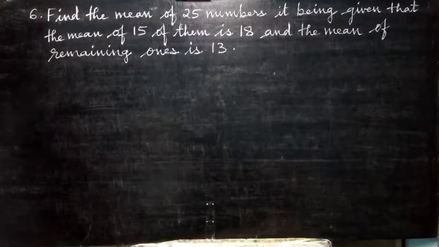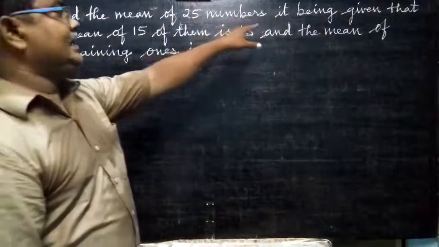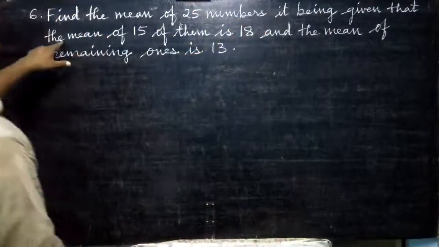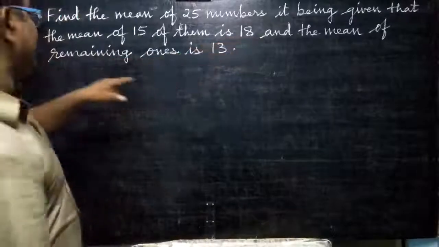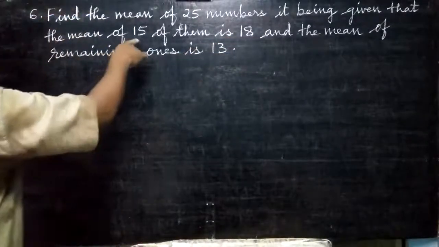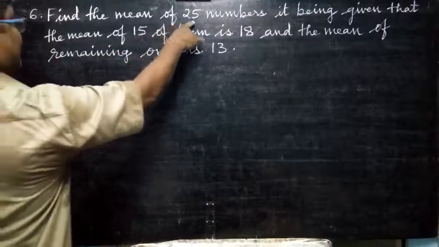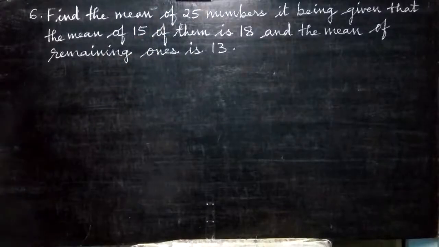Sixth problem. Find the mean of 25 numbers, it being given that the mean of 15 of them is 18 and the mean of the remaining ones is 13. Now see, they gave 25 numbers, 15 of them, so the remaining are 10. The mean of those 10 ones is 13.